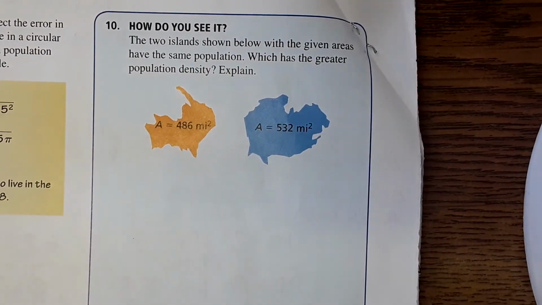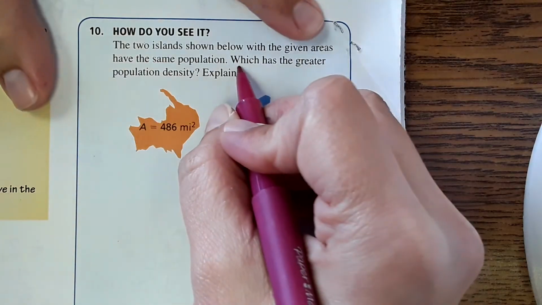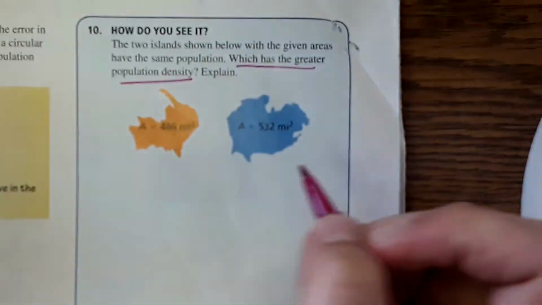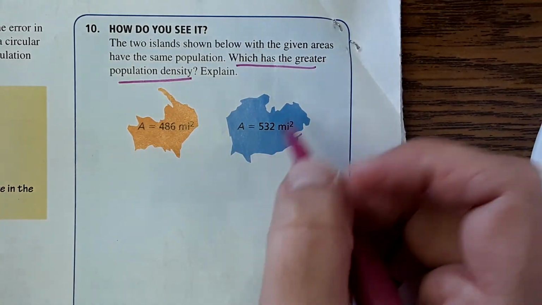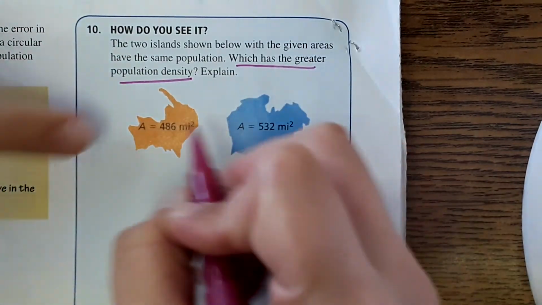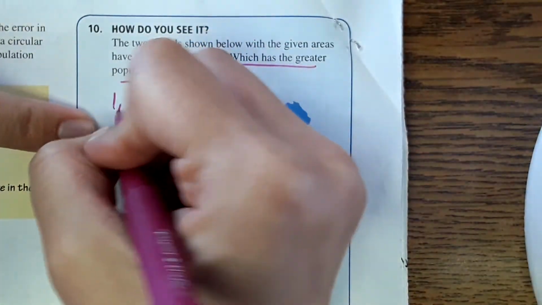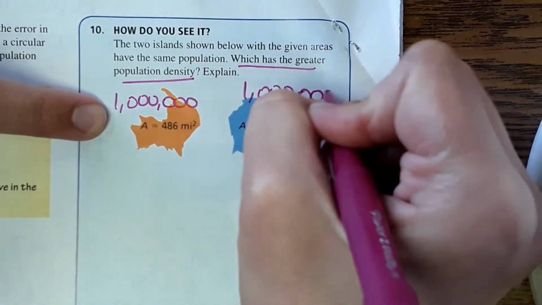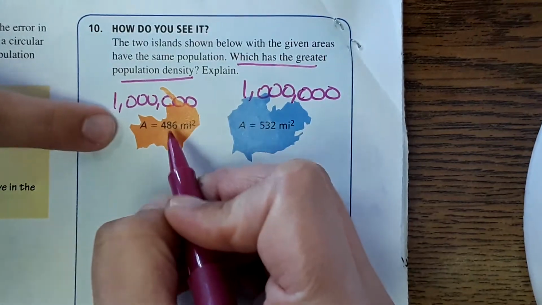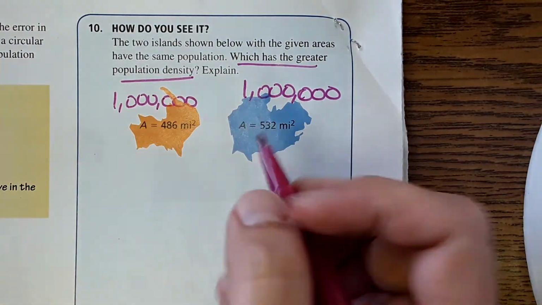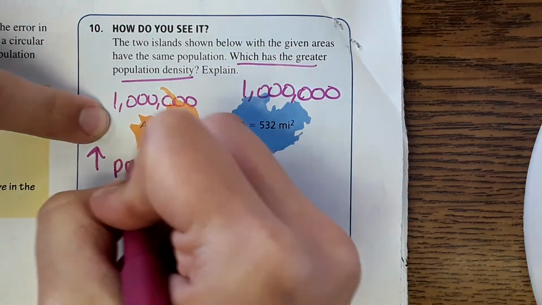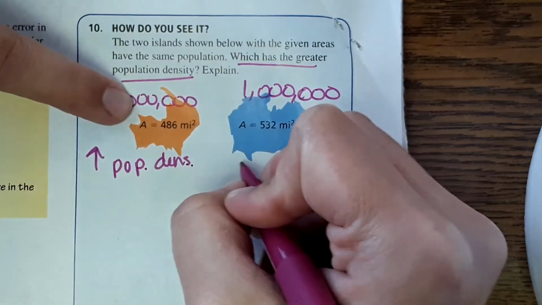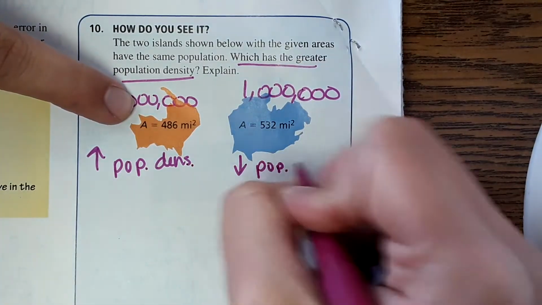Okay, on the back here, number 10, it says the two islands shown below with the given areas have the same population. Which one has the greater population density? If they had the same amount of people, say 1 million each, the one with the greater population density would be the smaller one because the people would be more condensed in that smaller area. So this one has a greater population density and this one has a lower population density.